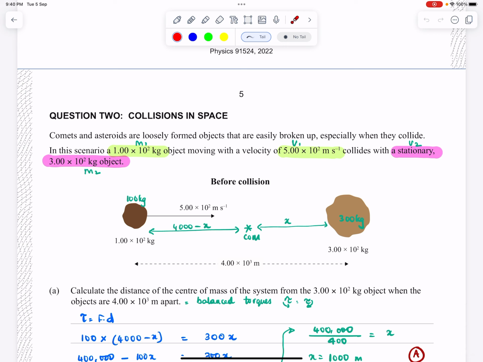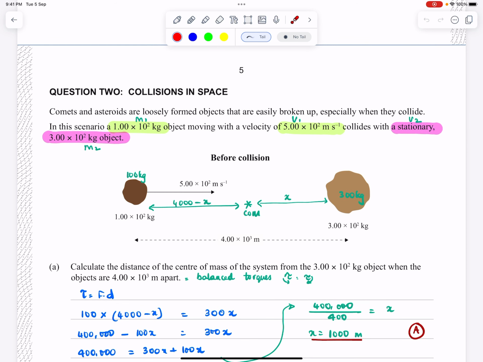Comets and asteroids are loosely formed objects that are easily broken up, especially when they collide. In this scenario, a 100 kilogram object moving with a velocity of 500 meters per second collides with a stationary 300 kilogram object, and I just call them M1, M2, V1 and V2. This is your 100 kilogram, this is your 300 kilogram. And what do we have to do?